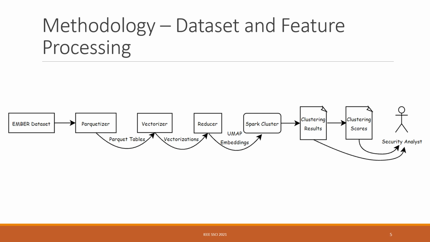So Cougar is implemented using Spark for parallelization of the clustering. So the clustering happens here using the genetic algorithm, and then the results and the clustering scores are given to the security analyst from there. In our tests, we use HDB scan and expectation maximization, as were mentioned, and these are benchmarked against DB scan, which is the leading algorithm from our previous work with Cougar.